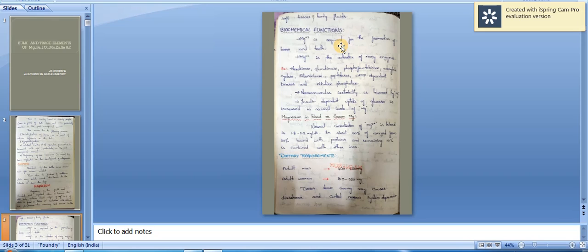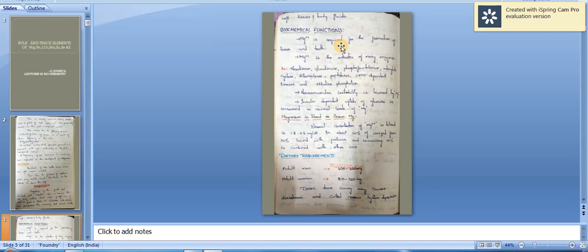Magnesium in blood, or serum magnesium. Normal concentration of magnesium in blood is 1.8 to 2.2 mg per dl. About 60% is in ionized form, 30% is bound with proteins, and the remaining 10% is combined with other ions.